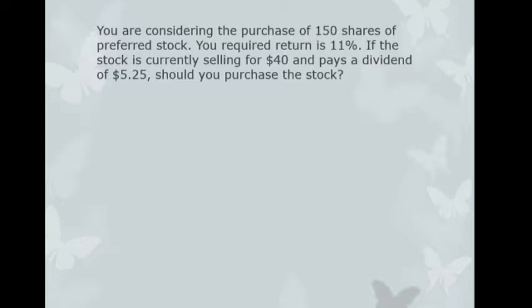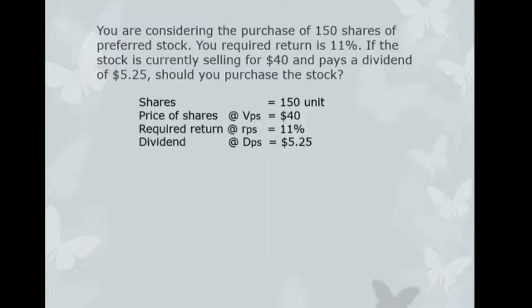Example: you are considering the purchase of 150 shares of preferred stock. Your required return is 11%. If the stock is currently selling for $40 and pays a dividend of $5.25, should you purchase the stock? For the question, you must highlight the important data. For example, shares equal 150 units, price of share VPS equal $40, RPS 11% and DPS $5.25.